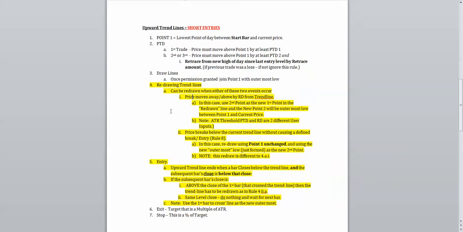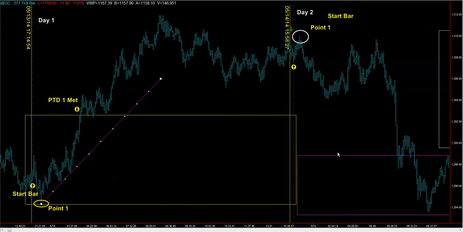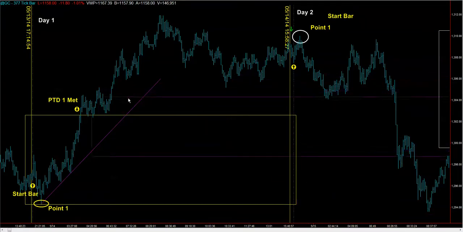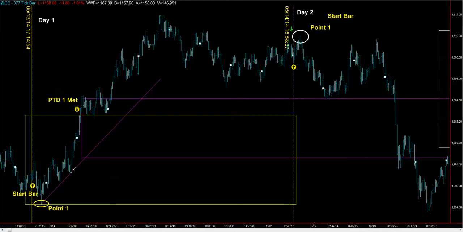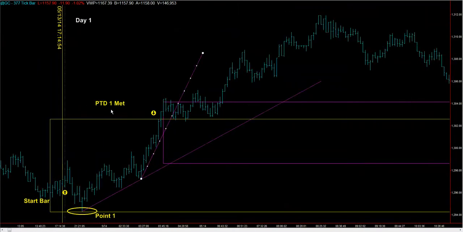Redrawing trend lines, same as DJ trend lines rules, where if the redraw threshold is met, and we use this measuring tool for the redraw, and it is met quite early on over there, we redraw using point number 2 as point number 1. So that gets drawn like that, and we zoom in so we don't make mistakes, and that gets moved over, and that gets moved over, and looks like we have an entry at that point over there.